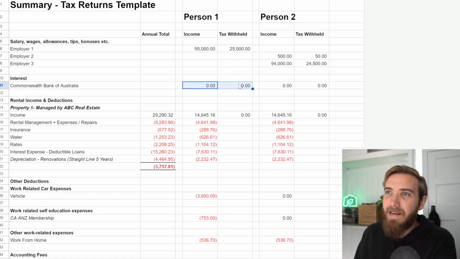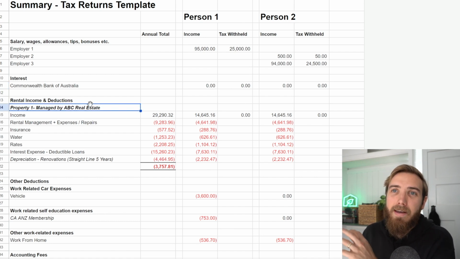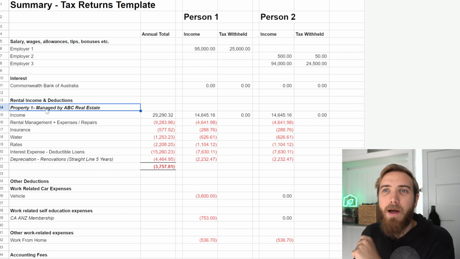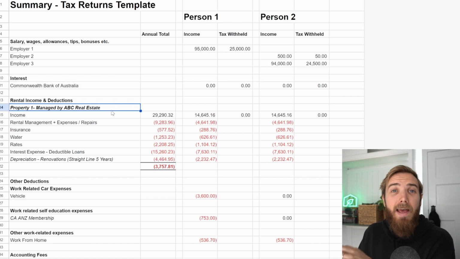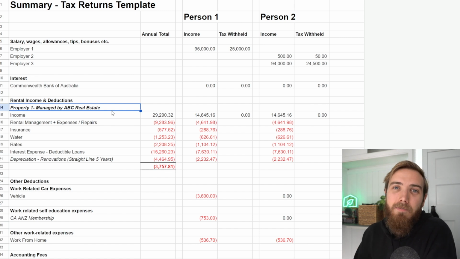The next thing you need to add in is any shares or dividends and interest. I like to add this in the section below. In this case, we've got no interest. We've just got straight salaries. And then I like to have an investment property section separately. In this case, we've got property one managed by ABC Real Estate, and they should give you a financial summary for the year. If you've got a good property manager with a good system, they'll be able to give you a statement of rental income and expenses.